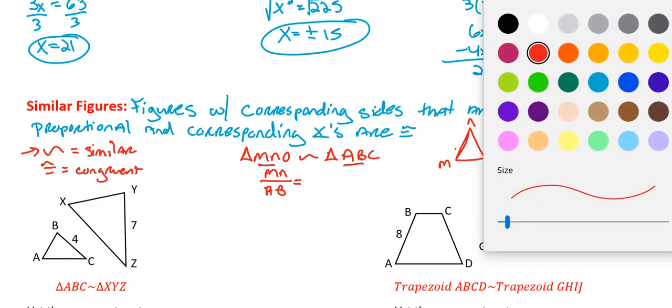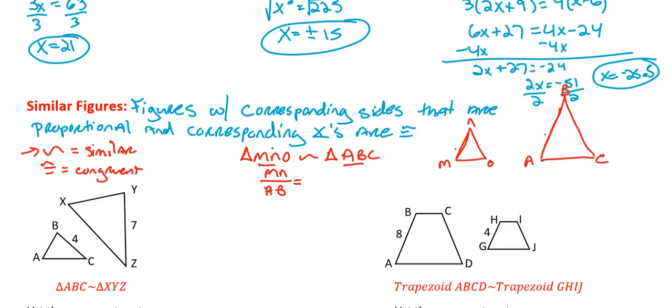The next side would be NO and BC. Again, we do the corresponding letters. And then the next side, remember we do first and last, so it'll be MO and AC. That would be the relationship between the sides. All the corresponding sides have to be proportional, essentially. Not equal, but they have to have that same ratio.